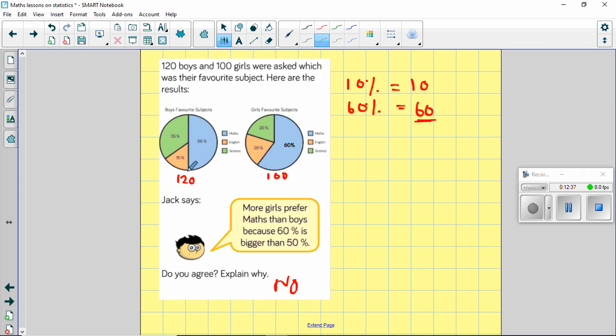Right, let's look at the boys. For 120, so I want 50% of 120. Well, 50% is the same as a half, and half of 120 is 60. So that's the girls. And then boys, well, half of 120 is also 60. So more girls prefer maths than boys? No, it's not right because 60 girls prefer maths and 60 boys prefer maths. So I would just write that there. And that's how we've done that one. The most important thing for this is to write down how many people are in each pie chart.